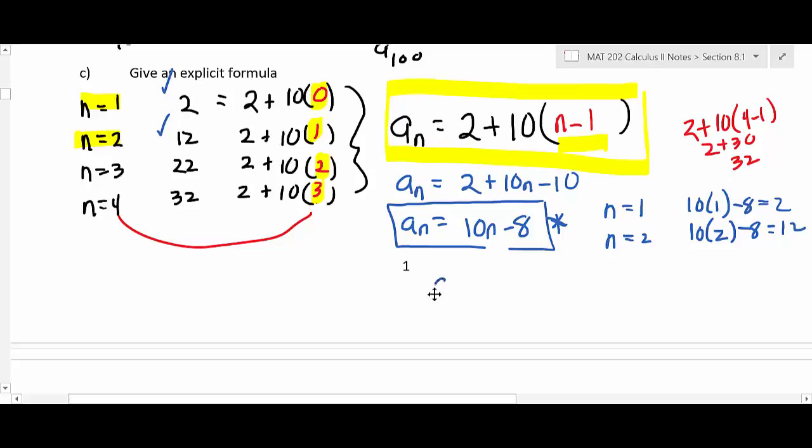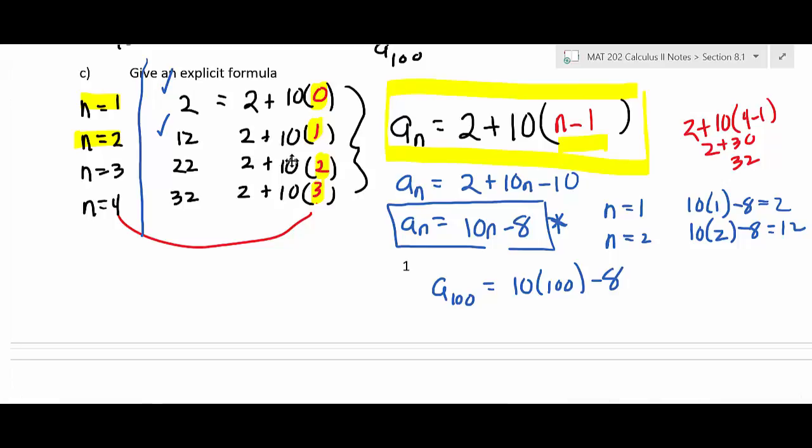So the idea would be now if you wanted to find a of 100, then you'd just do 10 times 100 minus 8, then you'd get your answer. Okay, and that's what your goal is. So one of the things that you have to do with these problems is look for patterns. I usually recommend if you're doing an explicit formula to write down n, start with 1. You could also start with 0 on this problem, but we're going to generally start with 1 and then look for a pattern. Okay, does that make any sense?